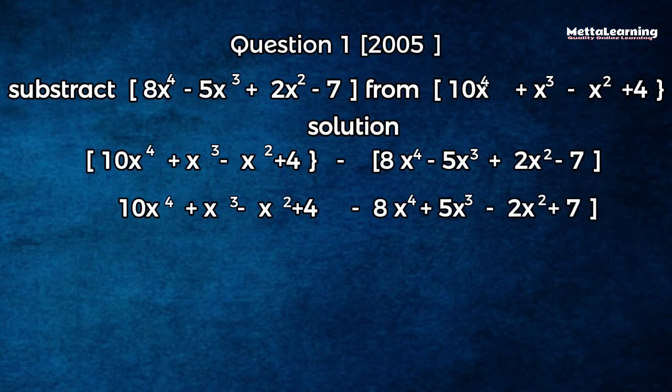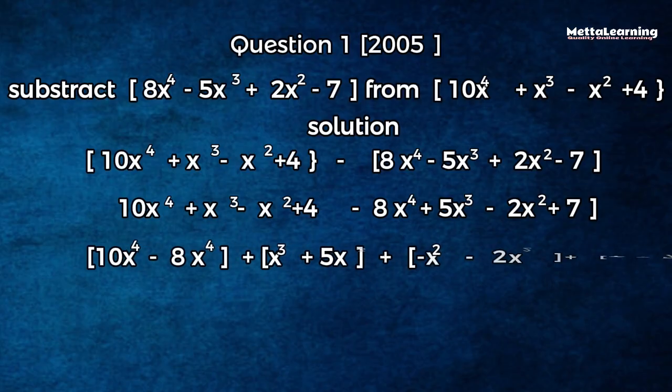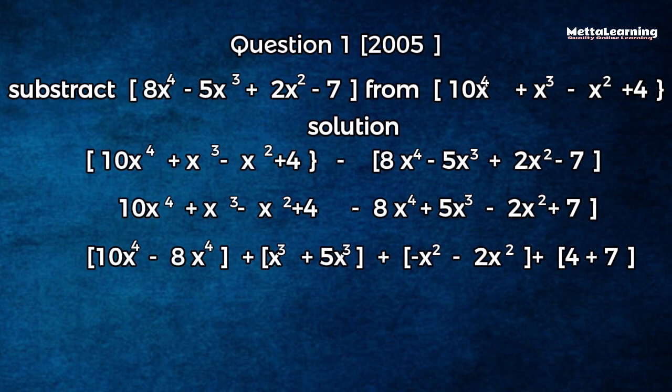So we'll be having 10x^4 + x^3 - x^2 + 4 - 8x^4 + 5x^3 - 2x^2 + 7. When we do this, the next thing for us to do is to collect our like terms. So to collect our like terms, we'll be having (10x^4 - 8x^4) + (x^3 + 5x^3) + (-x^2 - 2x^2) + (4 + 7).